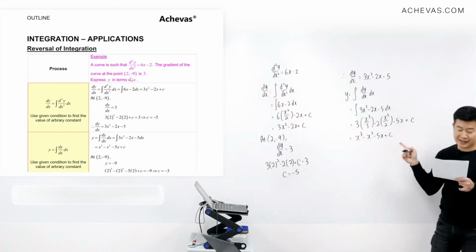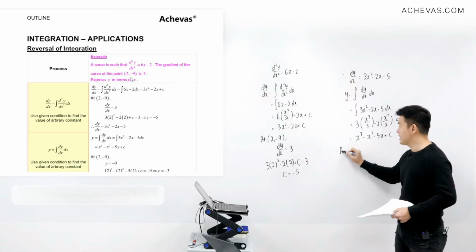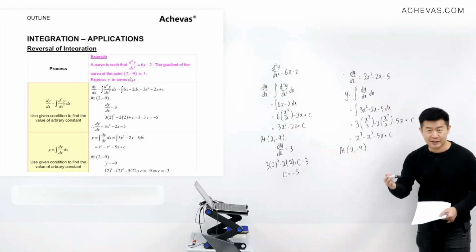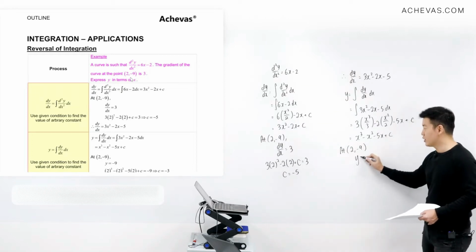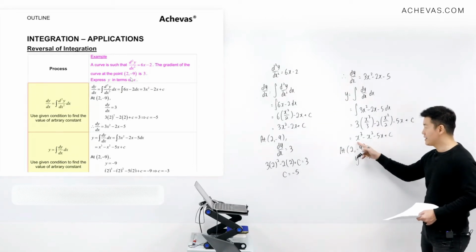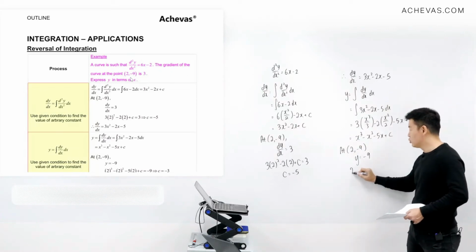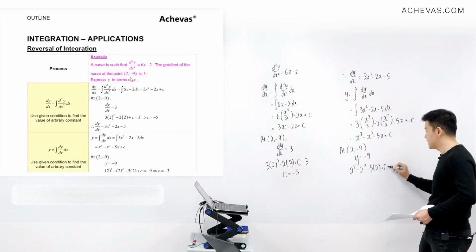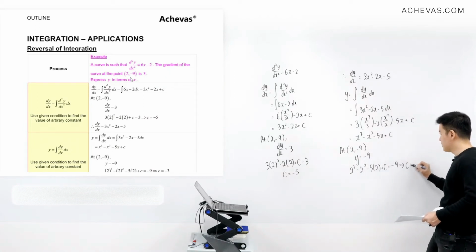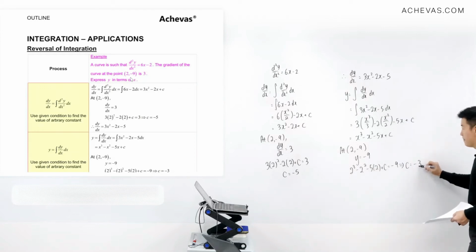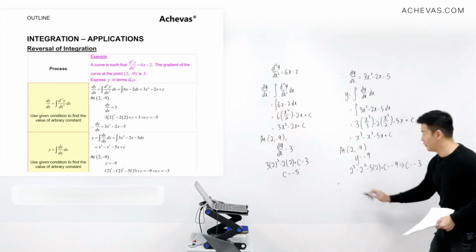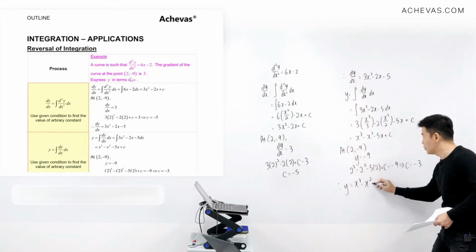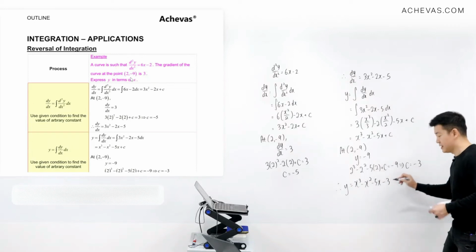We still need to solve for this second arbitrary constant, and I'm going to make use of the same condition, which is the point (2, -9). This is the point when x is equal to 2, y is equal to minus 9. So when x is equal to 2, this will be 2 to the power of 3 minus 2 to the power of 2 minus 5 times 2 plus c. This is minus 9. This tells me that c is going to be equal to minus 3. So the question is solved because y is now x to the power of 3 minus x to the power of 2 minus 5x minus 3.